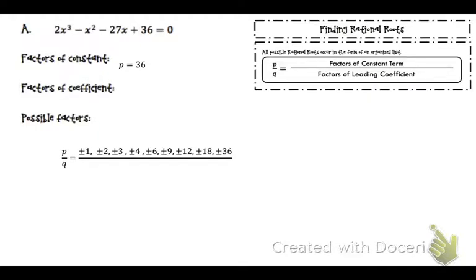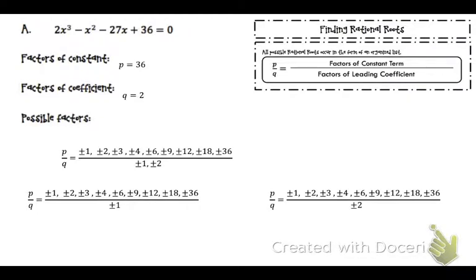Now we have to find factors of the leading coefficient. The leading coefficient is 2. The factors of that are just 1 and 2. Then to find all the possible factors, I'm going to break this up. We have 2 terms on the bottom, which means I'm going to have 2 separate division things going on. So I have to divide all of the factors of P by 1 and all the factors of P by positive and negative 2. When we divide all of these by 1, you just end up with 1, 2, 3, 4, 6, 9, 12, 18, and 36. They all just stay the same. Positive and negative just stay the same.